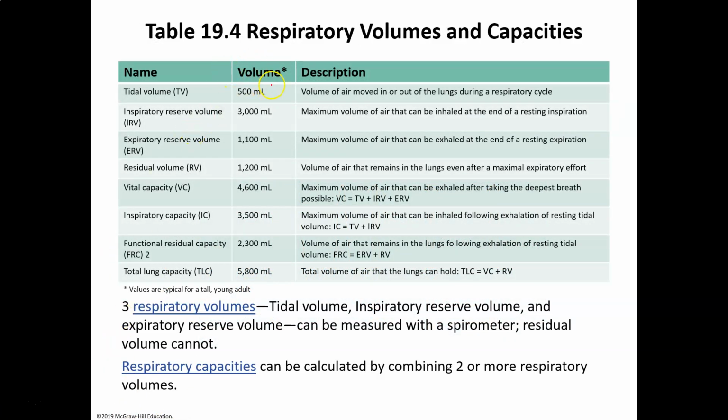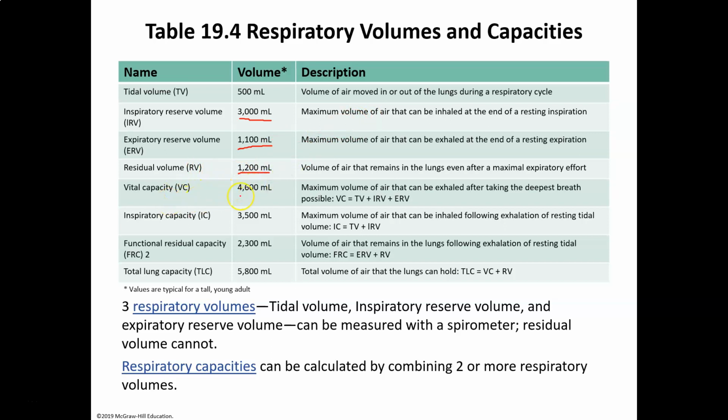So here they are. Here's the values that are associated with those. Tidal volume, 500 mL. And these are average. These are not universal, but they're average values. Inspiratory reserve, you have a lot more inspiratory reserve than you have expiratory reserve. Almost 3 times as much. Here's the definitions over here. Residual volume, you cannot ever get rid of that.